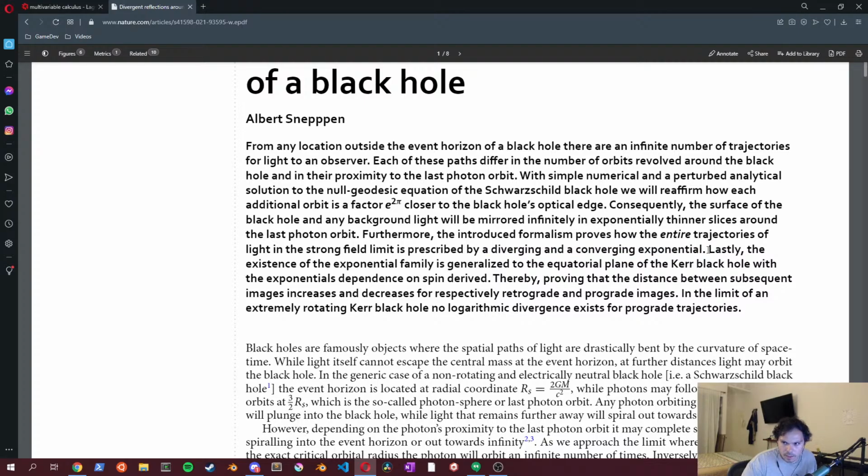hole, presumably. Lastly, the existence of the exponential family is generalized to the equatorial plane of curved black hole with exponential dependence on spin derived. So curved black hole is a spinning black hole. And it looks like they're going to look at the problem as well for a spinning black hole, at least on the equatorial plane. So a plane that passes through the center of the black hole and is normal to its spin.